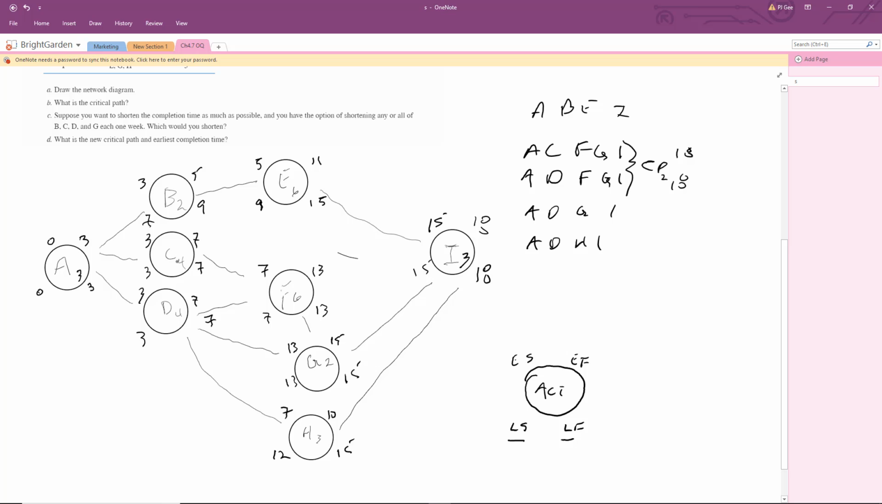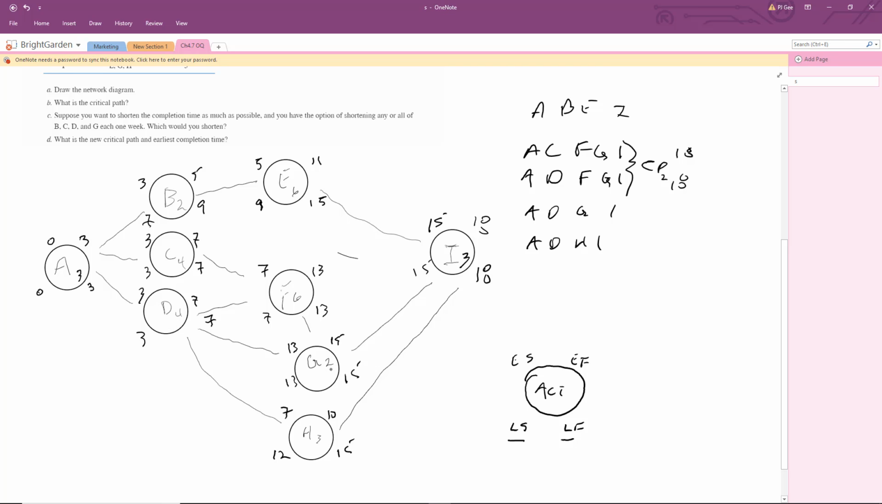Now, if we shorten C, nothing's going to change because it falls off the critical path. If we took a week off of C, D is still hanging out here. So D is still at 4. And we still have a critical path. We're trying to buy a week so we can finish on the 17th week. That's the nature of the question, right? Okay. So should we get rid of C or D or G?